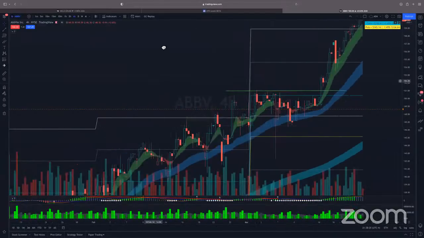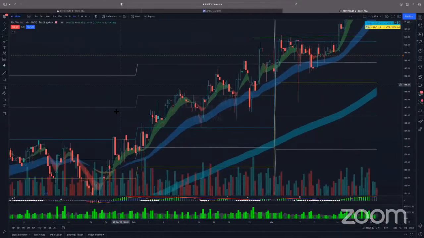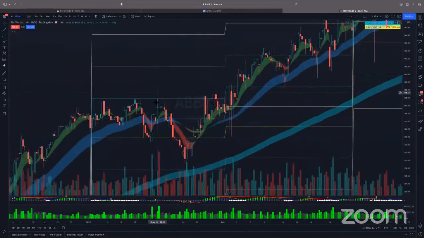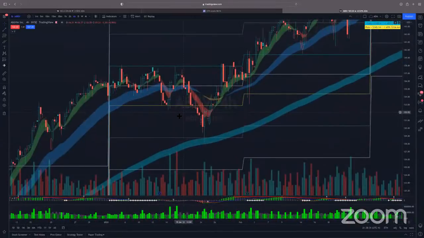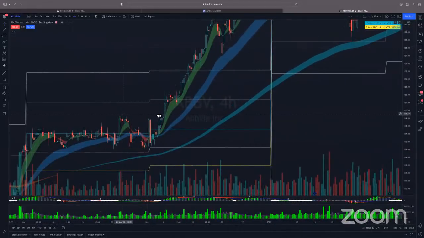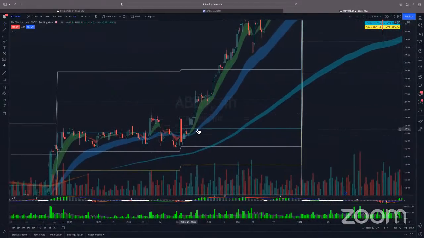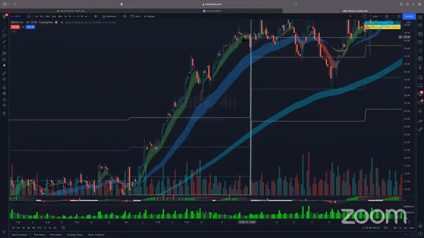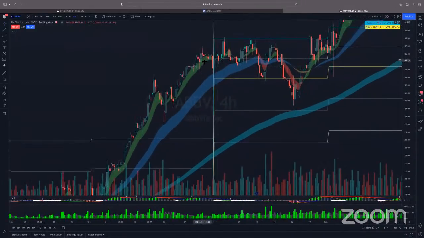Let me go back in time here and jog my memory. So I think we entered ABBV around this break, right? Yeah, that 118 breakout, right there. Yep. And we were happy about this breakout because we closed around 135.